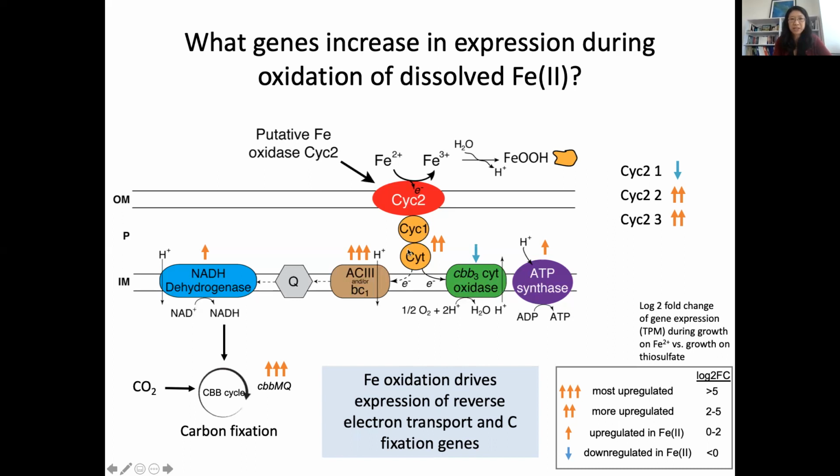We also see the high upregulation of the reverse electron transport and carbon fixation. And so we see that iron oxidation drives carbon fixation according to the transcriptome. And that's a direct link. We think of the main electron sink as oxygen, but in reality, CO2 is an important electron sink here as well.